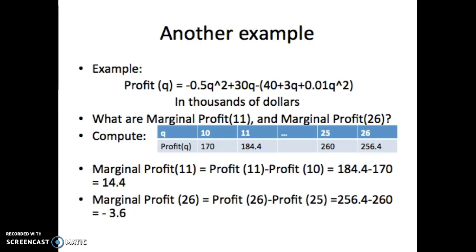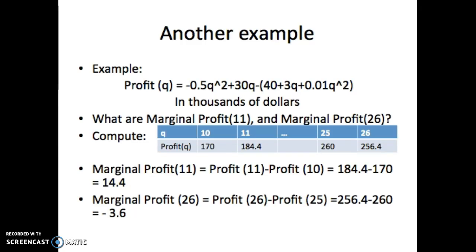At 26, it is slightly different. There, the profit at 26 minus the profit at 25 items is 256.4 minus 260, which is negative 3.6. Well, that's bad news, because that means that if you were to take your production at 25 units and increase it to 26, this is actually a bad business decision, because you are now incurring a loss of $3.6 thousand for your business.